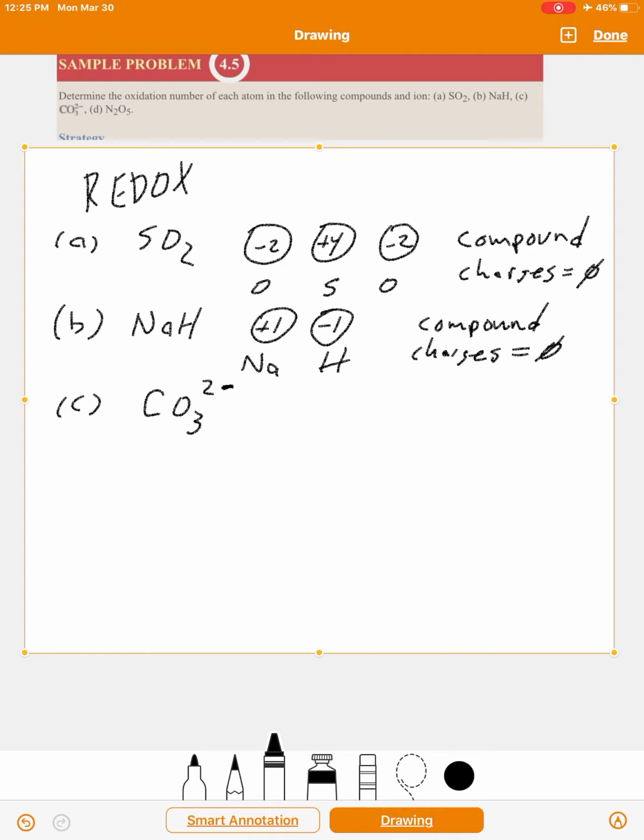Now we got 4, right? So I'm going to do 1. I didn't make these very big, but that's okay. We'll make it work. So let's do the carbon and then the oxygens here. Oops, sorry. Too many. Let's get rid of one of those. There we go.